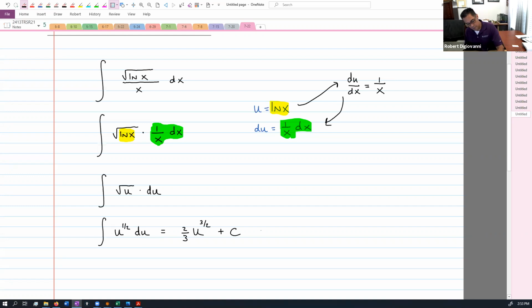And then the last step would be to replace the u with whatever u was, and u is natural log. So I'm going to put natural log of x raised to the 3/2 plus c.